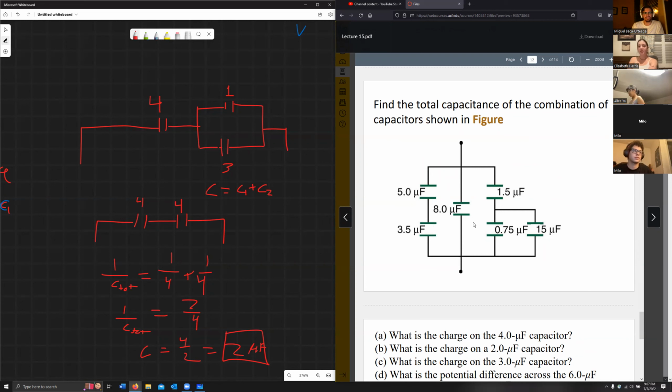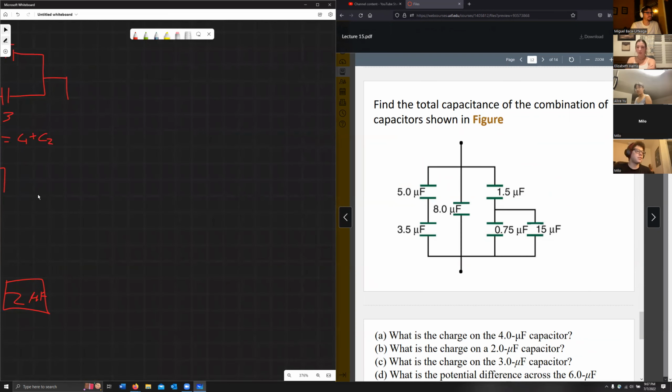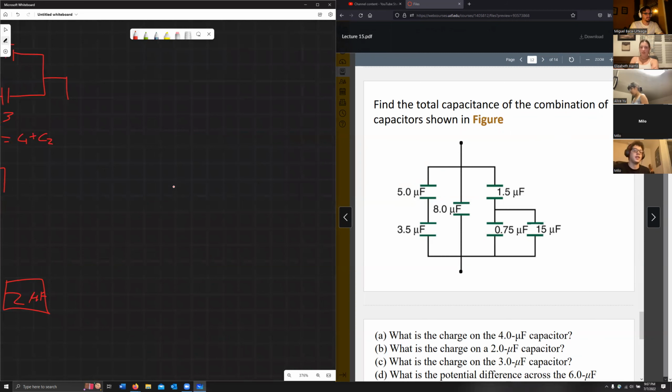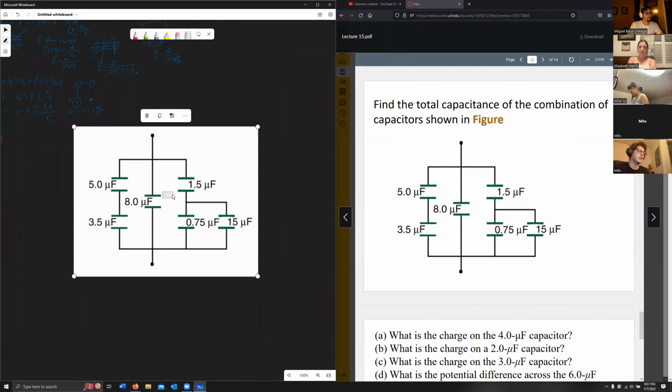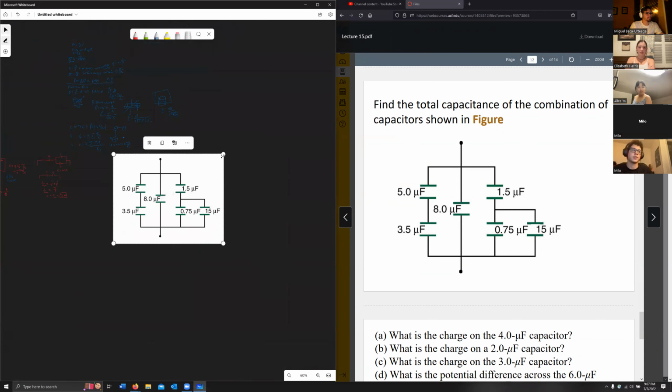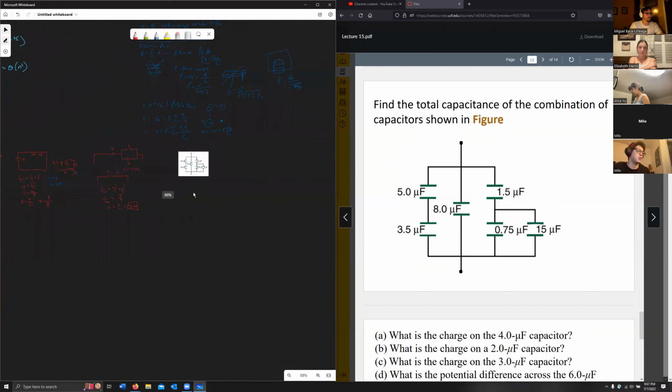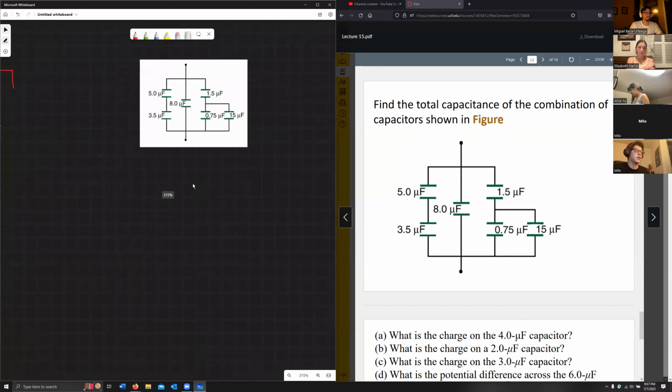That's a dumb question. What do you do with the 8 microfarads in the middle? When you simplify the left side entirely and the right side entirely, you have a three-way connection. You can just treat that in parallel. So you can just do the left side, one over the left side, one over the 8, and then one over the right side.